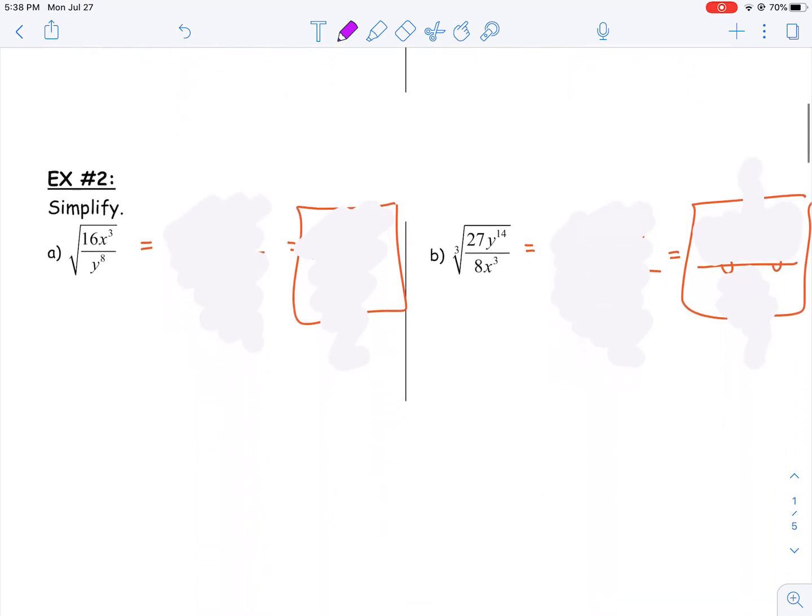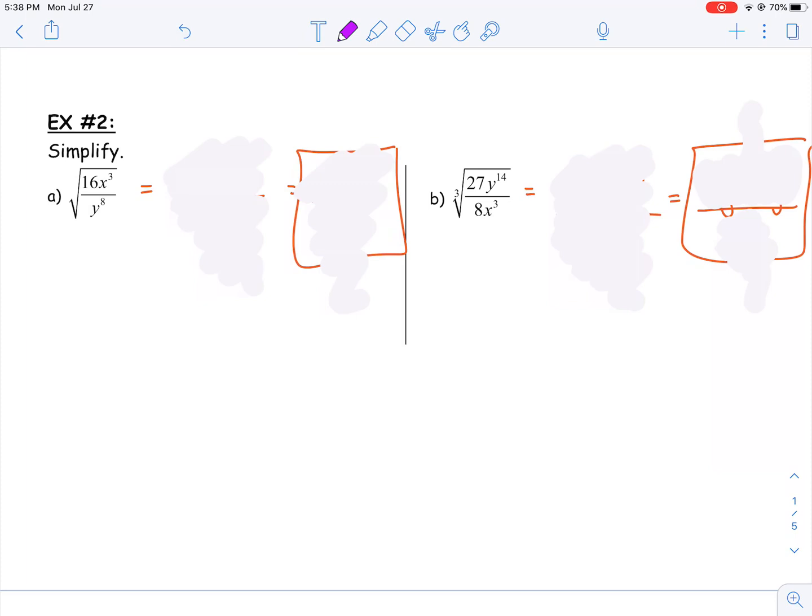Let's do another example. Example number 2, simplify the square root of 16x cubed over y to the 8th. No like bases here, no like terms, so I can't combine anything. But what I can do is try to simplify by separating my roots into the numerator and denominator. I can do the square root of 16x cubed over the square root of y to the 8th. Now I can look at each piece separately.